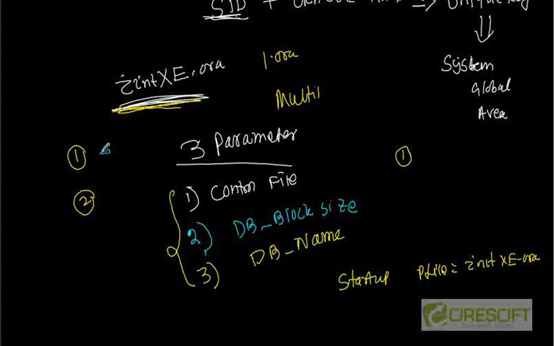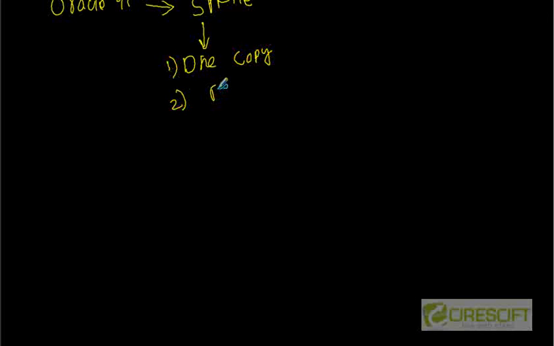So this init.xe.ora has two kinds of problems. First, there's no single source of truth. Second, editing manually may cause manual errors. To handle those, starting from Oracle 9i onwards, Oracle introduced another file called the SPFILE, which stands for server parameter file. You have only one copy of it, and it is a binary file, so you cannot modify it using the vi editor.